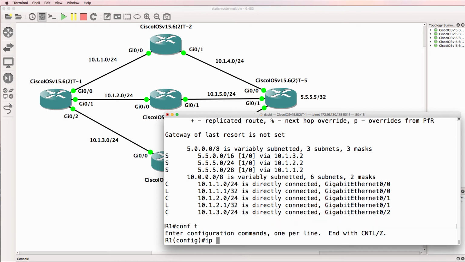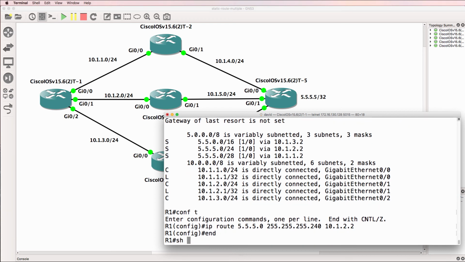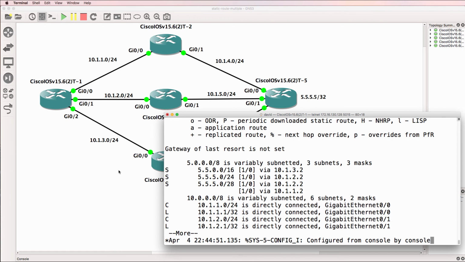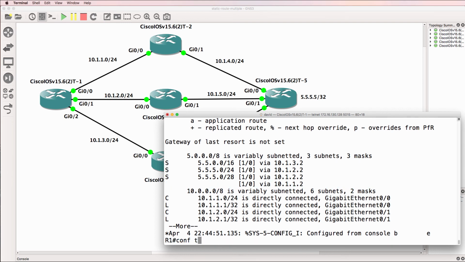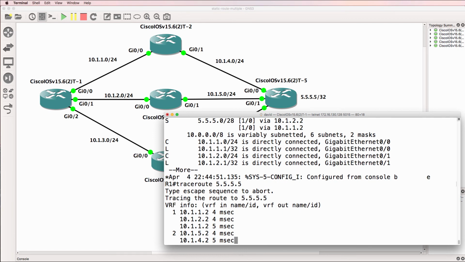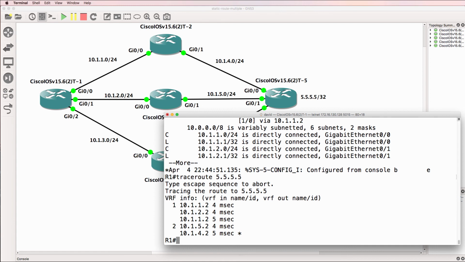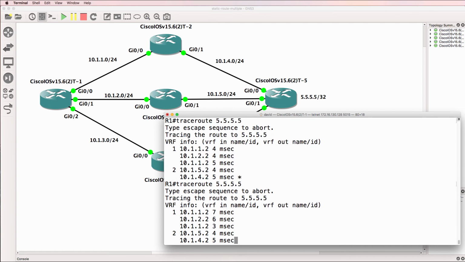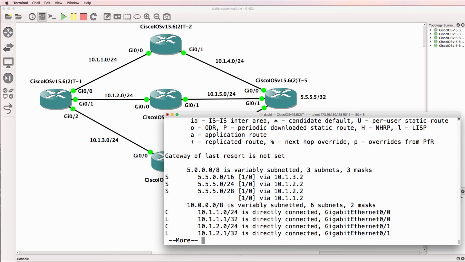So what happens if we add a route like this? Same mask as router 2, but configure it to go to router 3. So show IP route. Notice the difference in the routing table now. We've got two entries for the same route. So when we trace to the loopback now, notice it's doing load balancing. Traffic is load balancing across both paths. And that's because we've got two equal entries in the routing table.